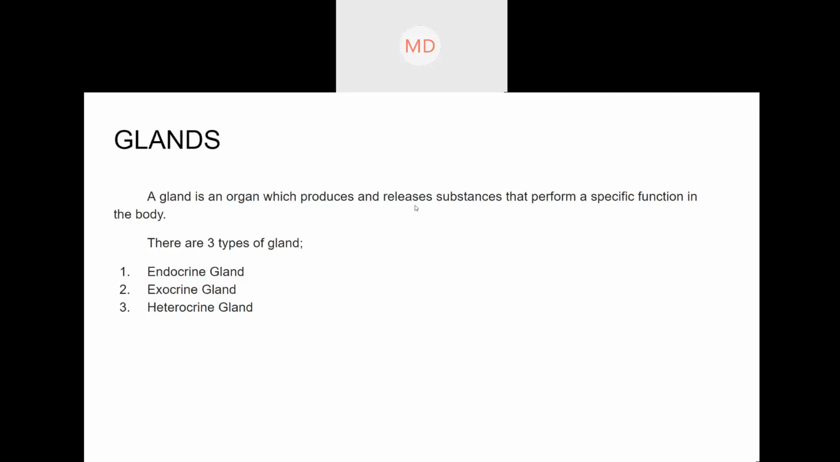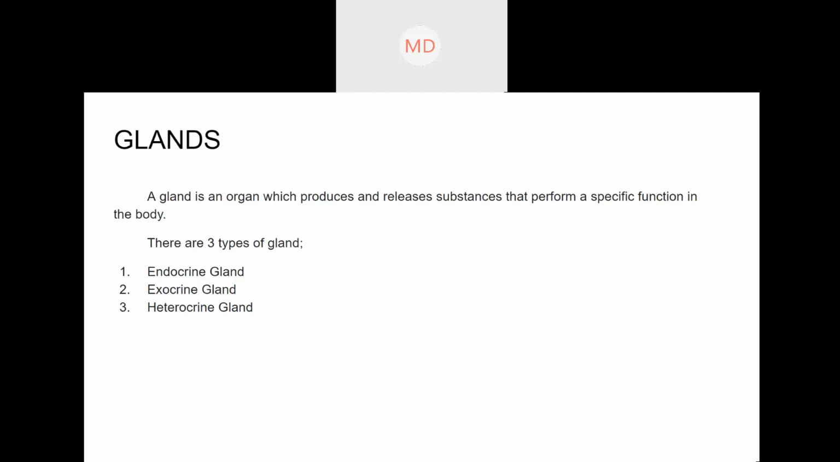So a gland is an organ, and it produces and releases substances, and those substances perform some specific function in the body. Each substance like saliva has a particular purpose, right? Saliva has its own purpose. Insulin has its own purpose. Adrenaline has its own purpose. So every hormone or every substance that is released by the glands performs a specific function.